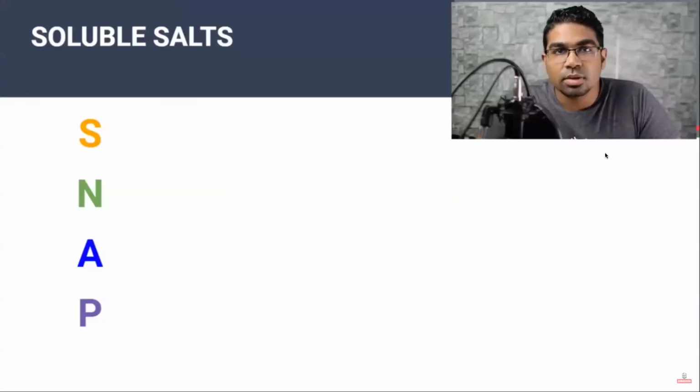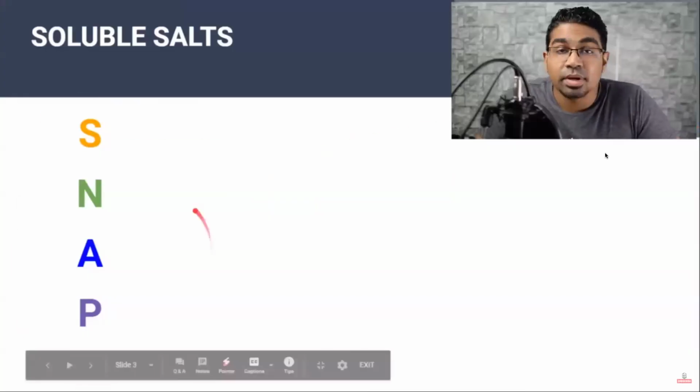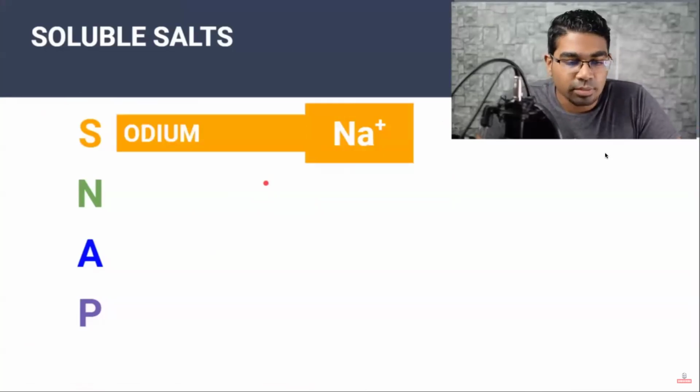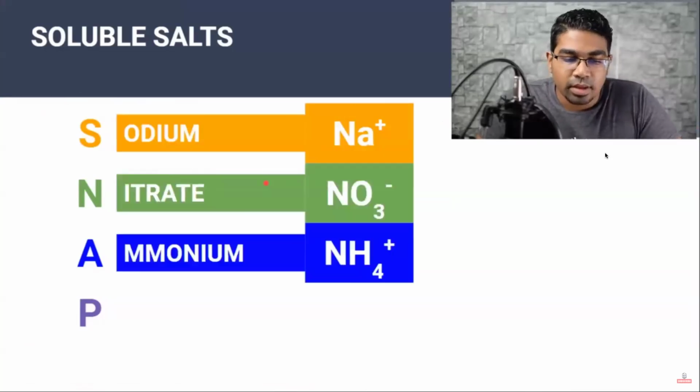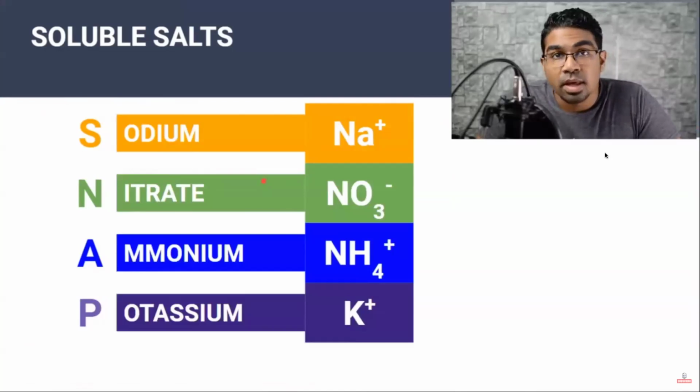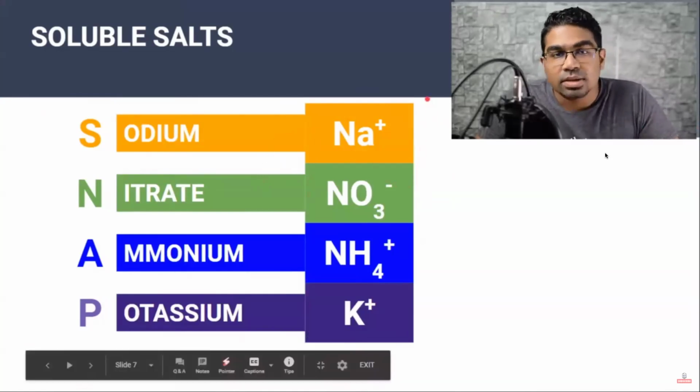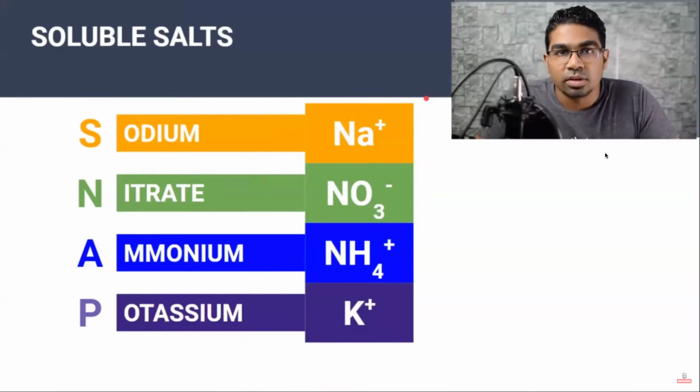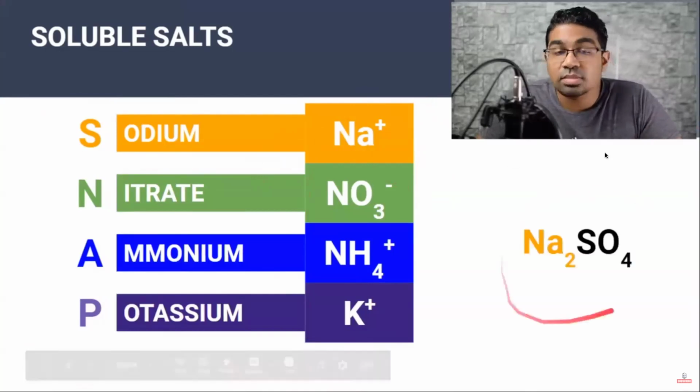First, let's look at soluble salts. For soluble salts, all we need to remember is SNAP. SNAP stands for sodium, nitrate, ammonium, and potassium. Remember, salts are made of cations as well as anions. So if a salt contains any of these ions, the other ion doesn't matter. It will be soluble. For example, sodium sulfate.